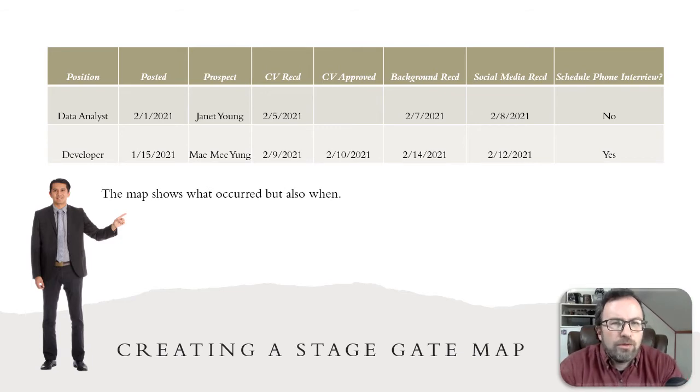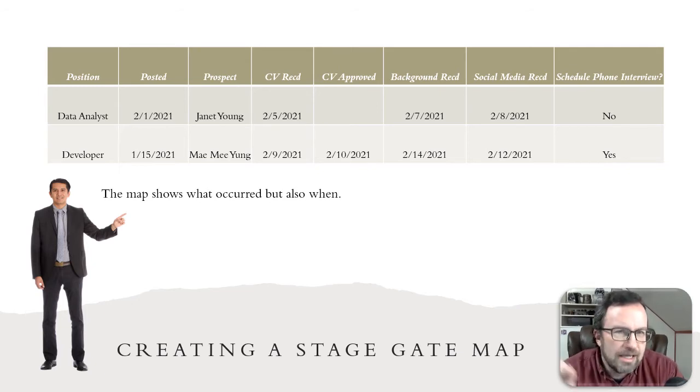Now, often we'll think about this from a task listing. We'll create a task list, a repeatable task list in many cases, where we show all the different steps that we have to go through to schedule a phone interview. Did you get the approval? Did you get the application? Did you get the resume? Did you get the background check? And so on. And those are checkboxes. And if you have all those, you can go schedule the phone interview.